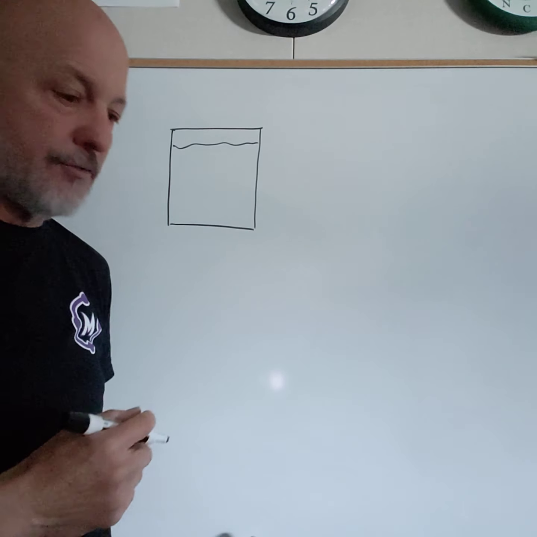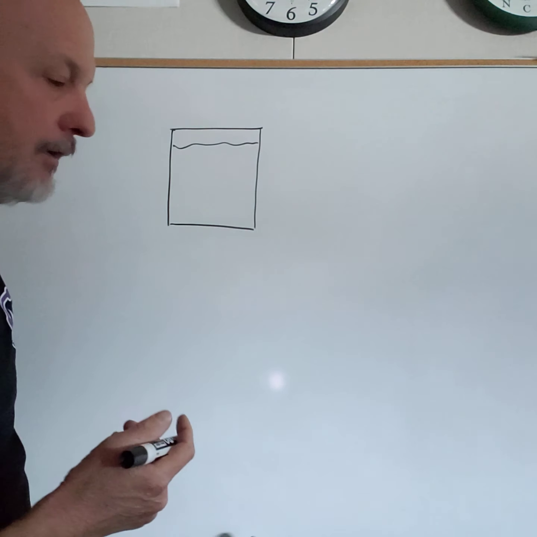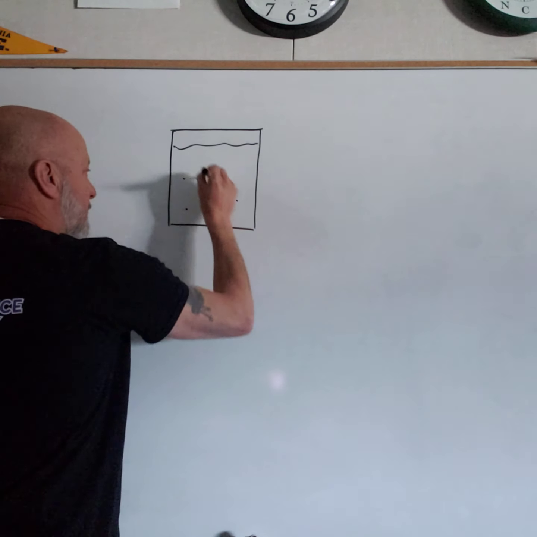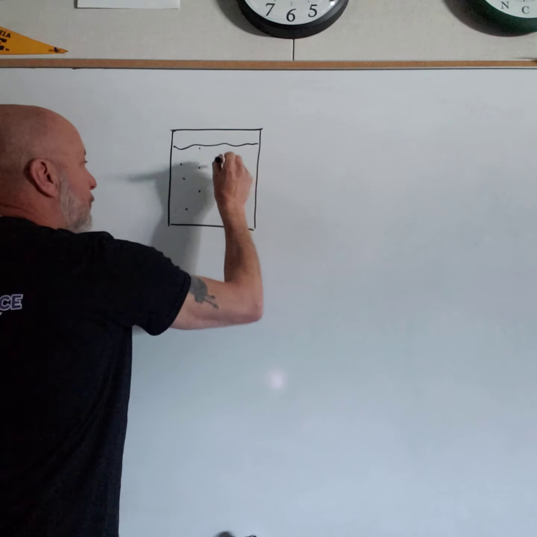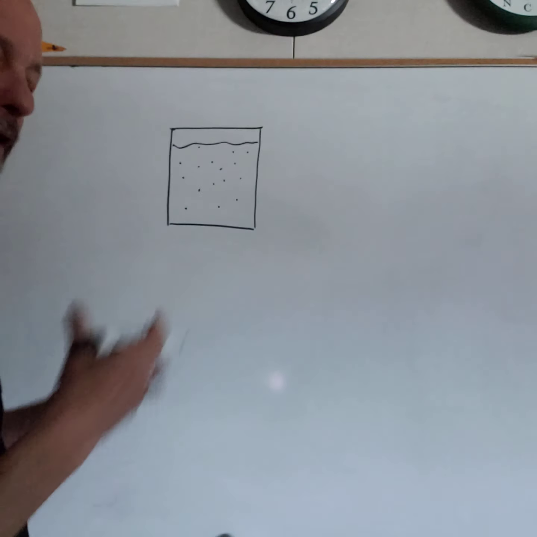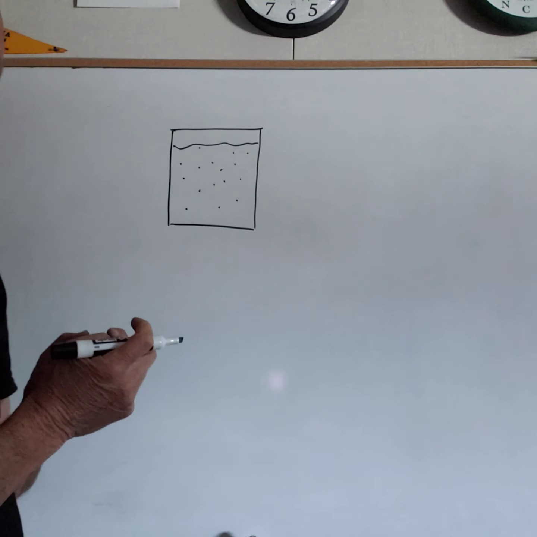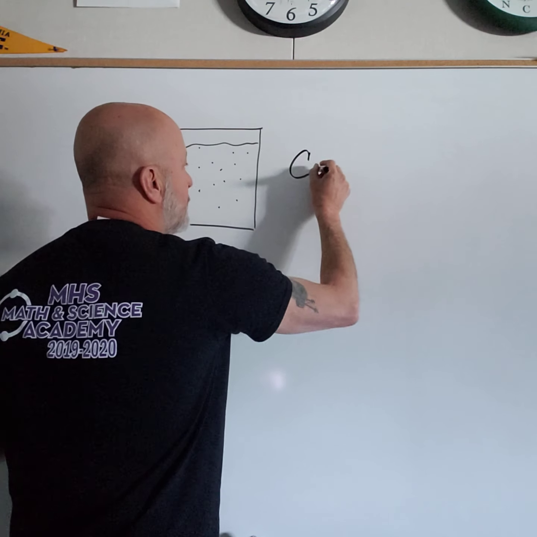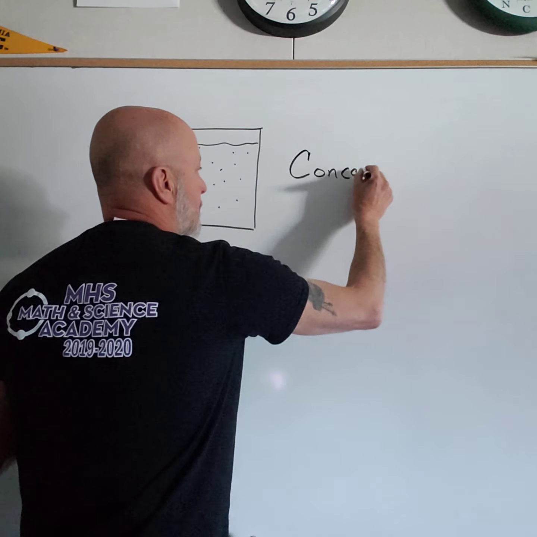So we got into concentration. The way we measure how much stuff is there, the stuff absorbed in the water, is called the solute, and the water itself that's doing the absorbing is called the solvent. So we say, well, how concentrated is it? Concentration.